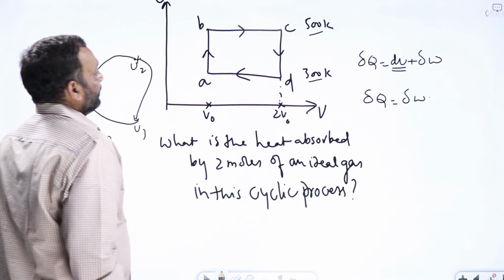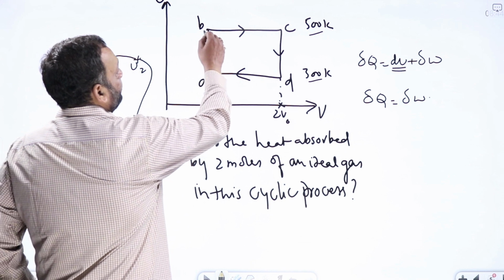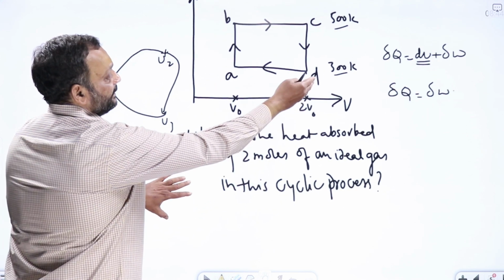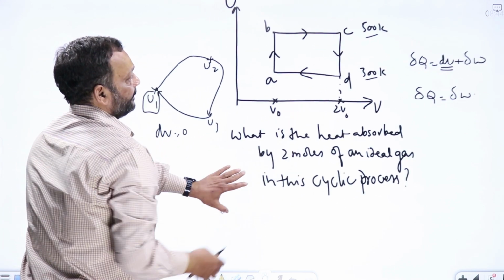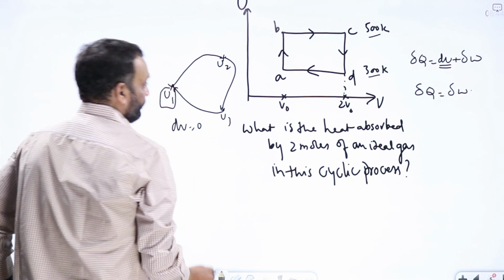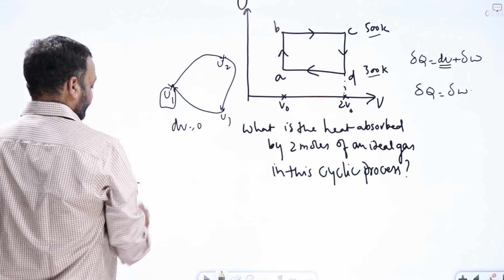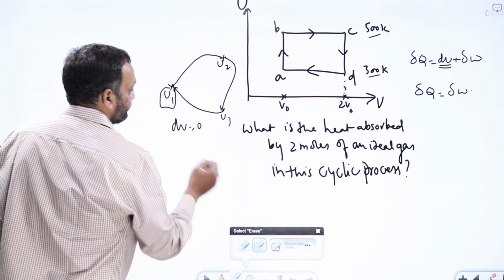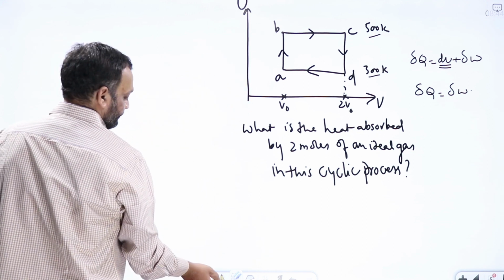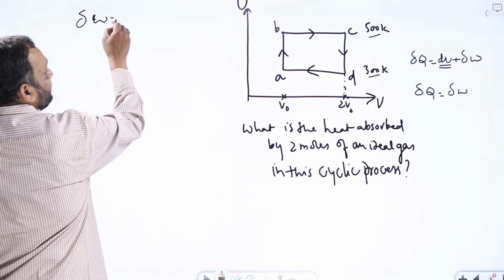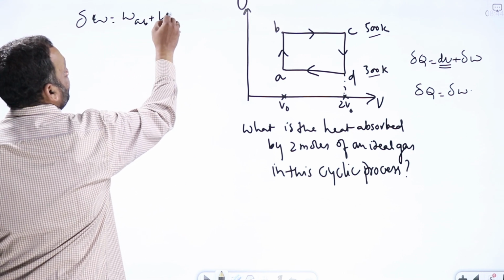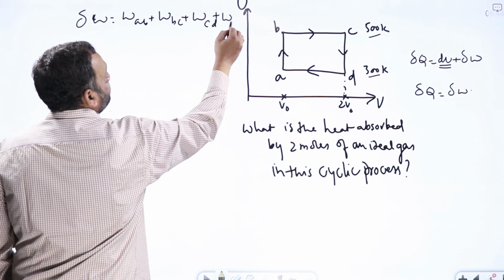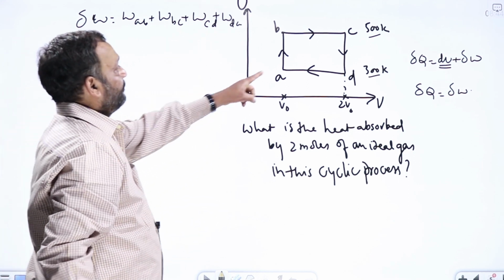We have to see. So how many steps are involved? A to B, B to C, C to D, and D to A. So the total work done is equal to the heat absorbed. So we can split this into the total work done, delta W as equal to W_AB plus W_BC plus W_CD plus W_DA.